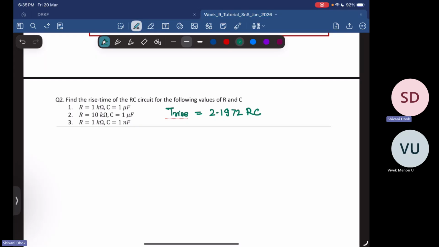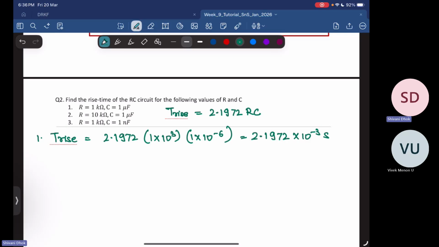Okay. So let's first start with the first one. The first one has R as 1 kilo ohm and C as 1 microfarad. So your T rise is given by 2.1972 times R, which is 1 kilo ohm, so 1 into 10 raised to 3, and C is 1 microfarad, so 1 into 10 raised to minus 6. So this is basically 2.1972 into 10 raised to minus 3 seconds, or this is also equal to 2.1972 milliseconds.